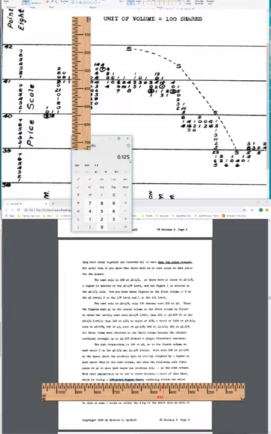0.125 by 1. So that's 1/8. So let me see if I give an example.